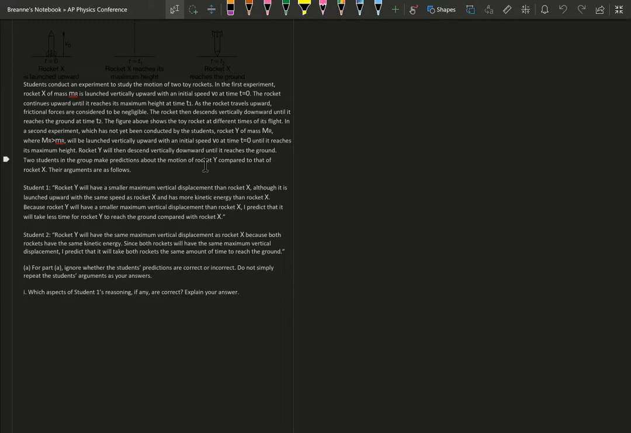So let's write down some comparisons just so we can get some visual, because sometimes words confuse, at least words confuse me. So I want to just kind of get some visual aspects on what student 1 is saying. So rocket Y will have a smaller maximum vertical displacement. So that's what they're saying. So we're saying the height of Y is going to be less than the height of X. So that's what the student's saying.